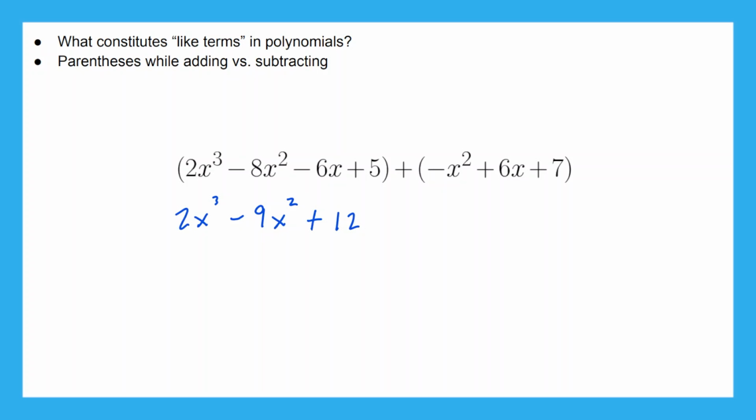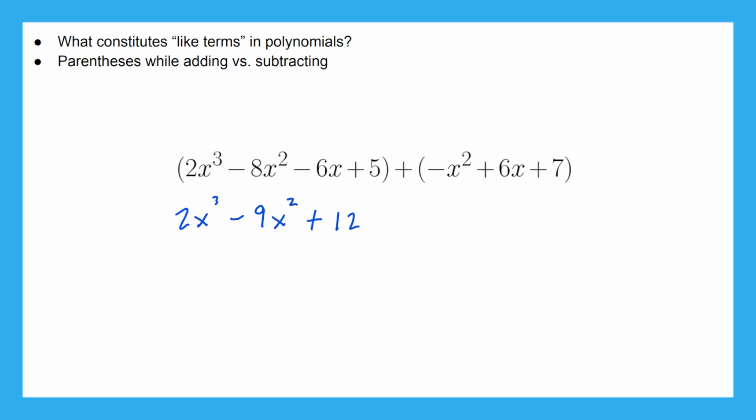Just like that. So let's make sure that we haven't forgotten any terms from the original expression. This 2x to the power of 3 went directly down, so we took care of that. This negative 8x squared and this negative x squared became the negative 9x squared, so we took care of those. And let's see here, the negative 6x and the positive 6x became 0 because they canceled, so we took care of those. And the 5 and the 7 became the 12, so we took care of those.